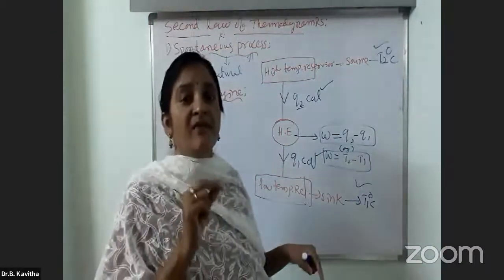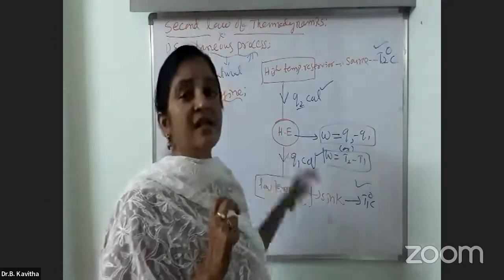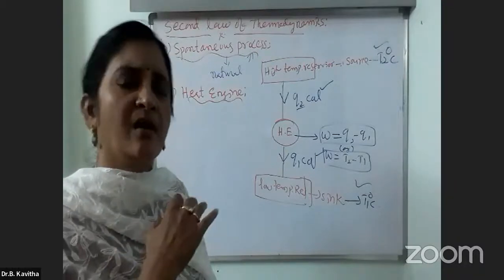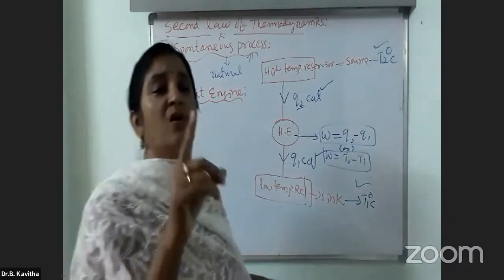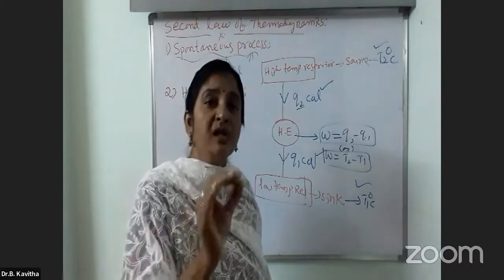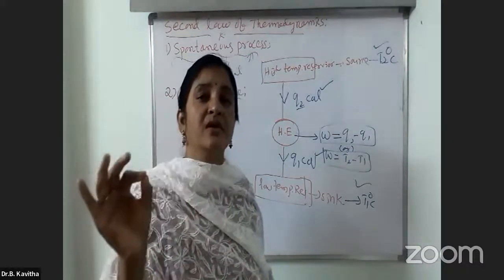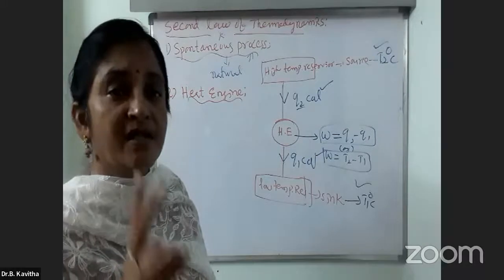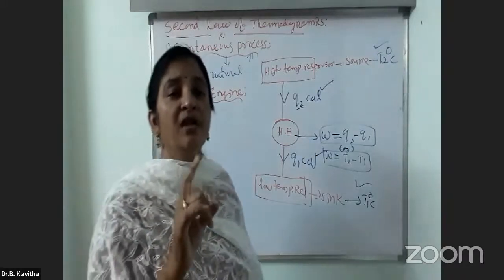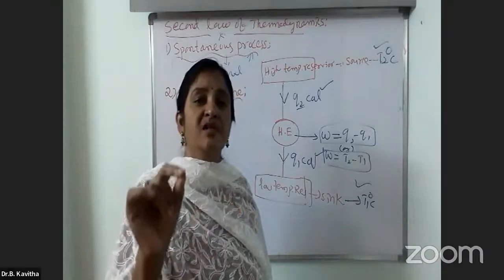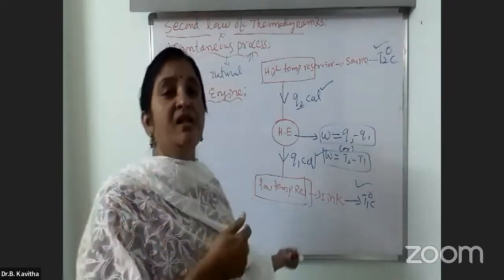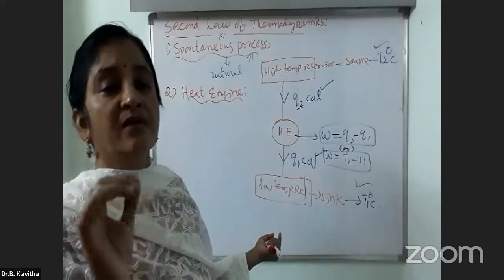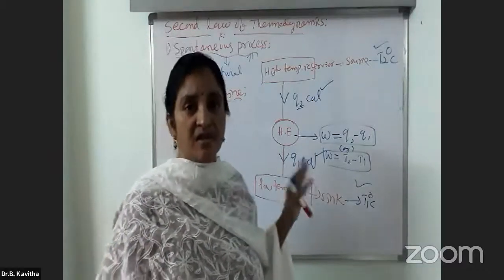What does it say? It says that no heat engine converts complete heat into work without taking any external help. If it takes some external help, all the heat can be converted into work. But without taking any external help, no heat engine converts complete heat into work. That is called the second different form. The first form says all the spontaneous processes are irreversible processes. For the heat engine, it says no heat engine converts complete heat into work without taking any external help. This is the second one.